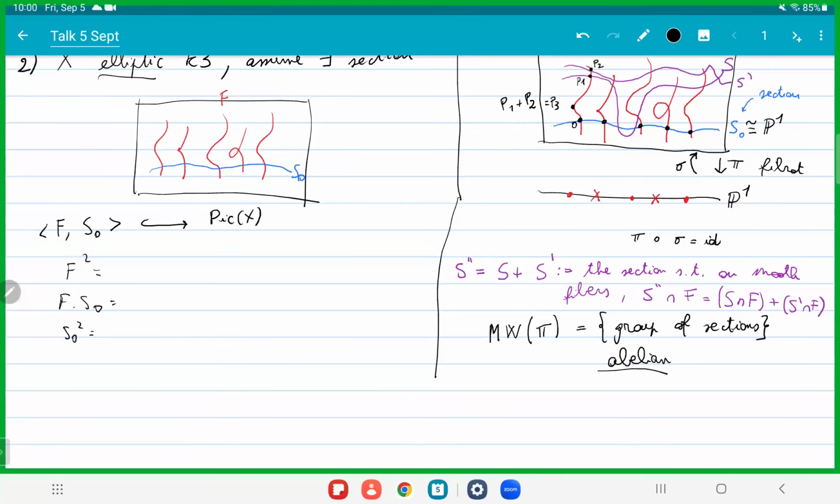And again, we can use the genus formula. So F is a smooth elliptic curve, so genus 1. So the square is twice the genus minus 2. Since the genus is 1, this is just 0. S0 is a P1, so again, the square is minus 2. And the intersection number is 1, because they meet at 1 point. So this means that the intersection matrix for this lattice of rank 2 is 0, 1, 1, minus 2.